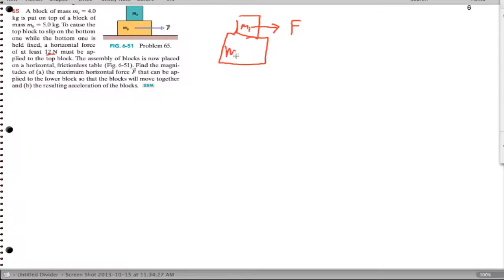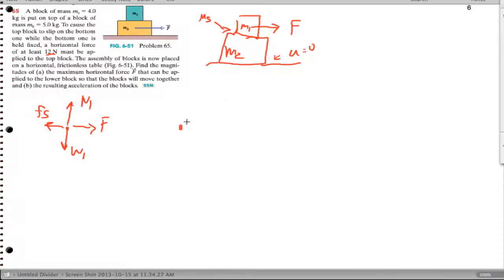And we've got M2 down here, and there's no friction there. But I'm going to figure out what the static coefficient of friction here is between the two blocks. So I want to begin by just drawing a free body diagram of this system. So I've got the normal on one, I've got the weight on one, I've got this applied force F, and I have a friction force going backwards. Now this is block 1.